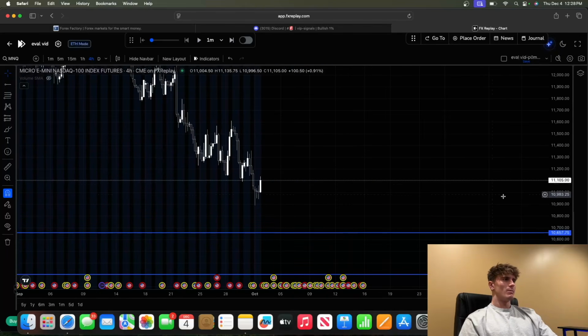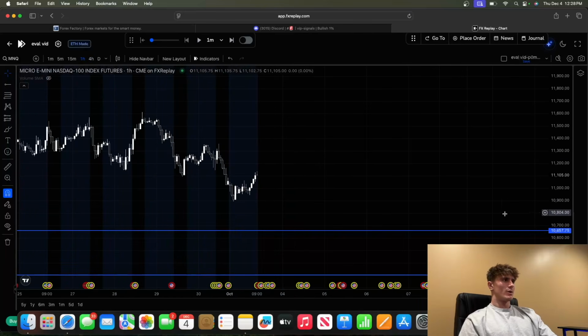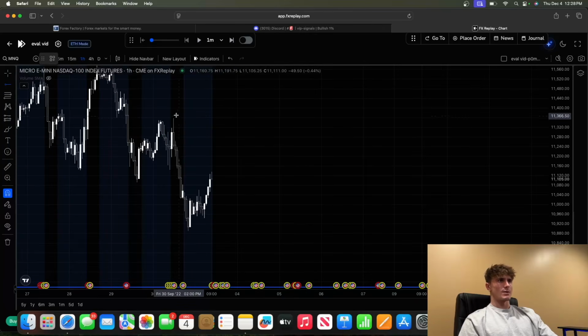So looking very bearish, higher time frame. We're in this 4-hour gap. Let's go to the 1 hour. Pre-market's pretty bullish, but I'd still be a little bit bearish because of higher time frame.